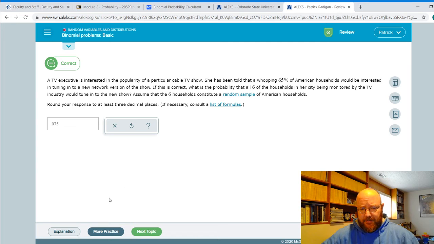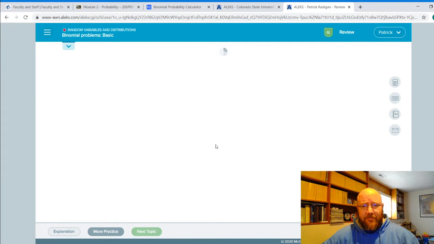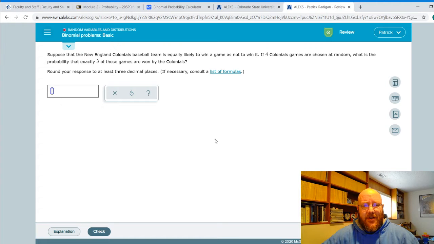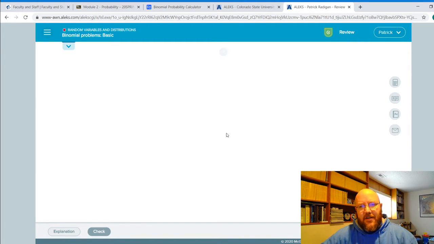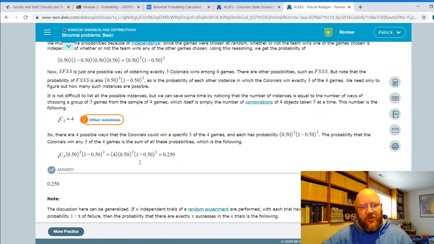There are other ones that are a little bit more difficult. Let's see if we can find one of those. Those are the ones where you actually have to have a combination in it. So like this one: a New England Colonials baseball team is equally likely to win a game as to not win it. If 4 Colonials games are chosen at random, what's the probability that exactly 3 of those games are won by the Colonials? Now, let me show you the explanation on this one, just to show you the difference between a problem like this, where it's like out of 5 choose 2, or out of 4 choose 2. The difference is that you'll actually have to do a combination first right here to figure out what to actually punch into that formula.